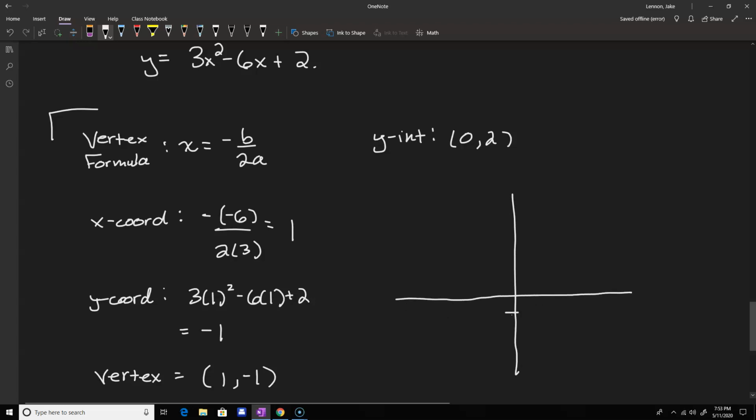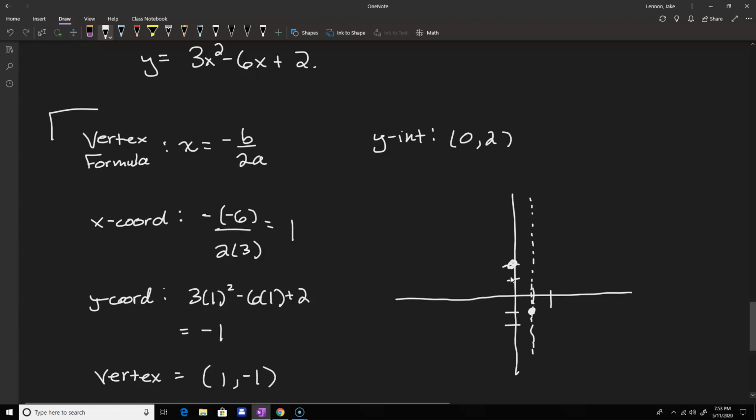First we can find that y-intercept up here, at 0, 2. And then the vertex occurs at 1, negative 1, which would be this point right here. And we know the value a is equal to 3, the coefficient of x squared. So that means this parabola should open upward. If you look at the dotted line through the vertex, that's going to be the axis of symmetry.